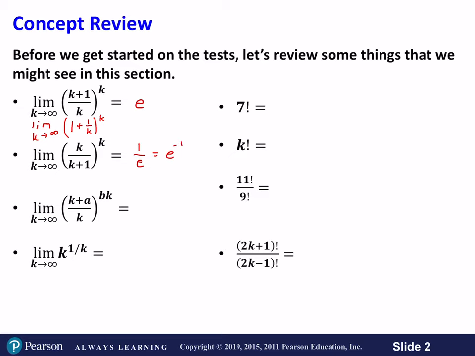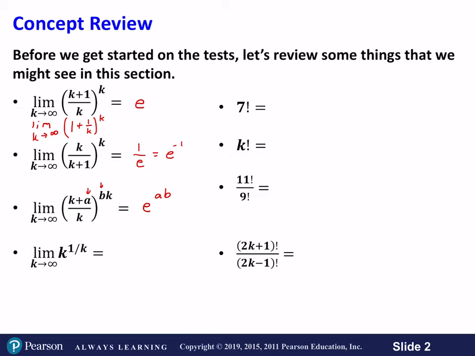Similarly, as we learned a few sections ago, if you put an a and a b in these spots, you could write this limit here, (k plus a over k) to the bk power, as e to the ab power. All of these things, if you ever encounter them in this section or in any section for that matter, can be shown without proof. You don't need to show where these come from. You can just claim that they are true.